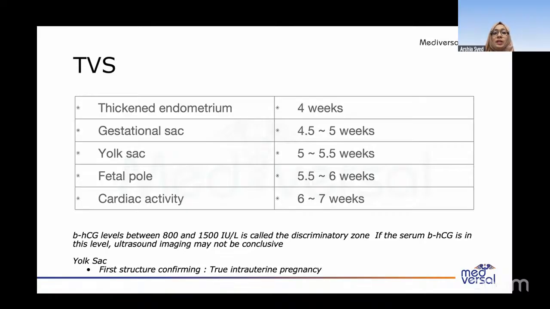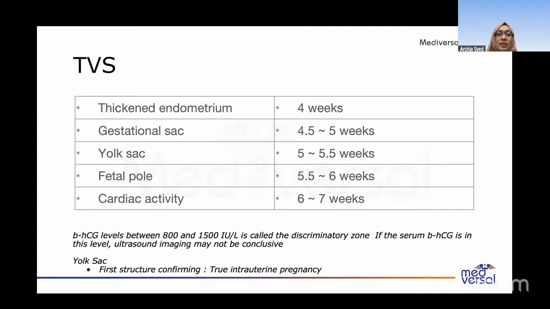The earliest sign that can be seen in case the patient is pregnant is a thickened endometrium. Normally the endometrium may go up to 12, 13. So the earliest sign will be that the endometrium becomes thickened. You'll see an endometrium of 16 or 18 mm. That is the earliest sign of pregnancy, and this appears at 4 weeks.